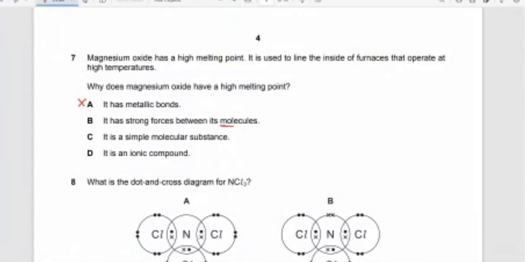It doesn't have molecules. It exists in crystalline form, and it has a formula unit to represent it. It's not molecular because it is not covalent, so that's why it can never be molecules. It is a simple molecular substance. No, not at all, because it doesn't have covalent bonds. So how can it be a molecule? It is an ionic compound. Of course, this is an ionic compound, and ionic compounds have a high melting point.